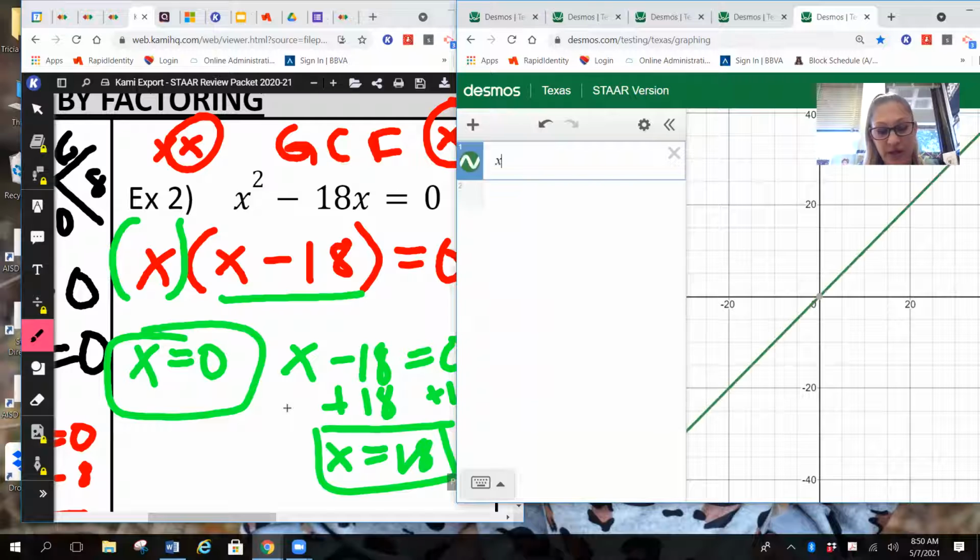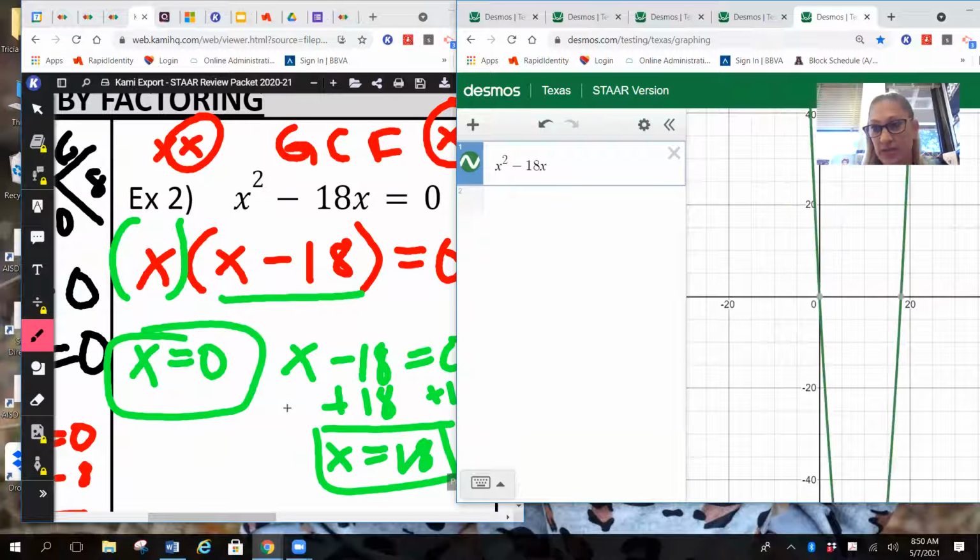And if I was to type that into Desmos, I should get the exact same answers. One answer is 0 and the other answer is 18. Notice that both y coordinates are always 0 because that's the only way you're sitting on the x-axis, is when the y value is 0.